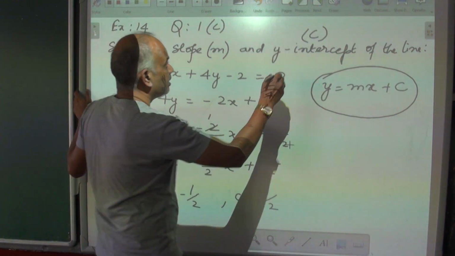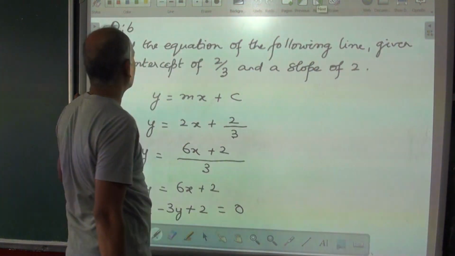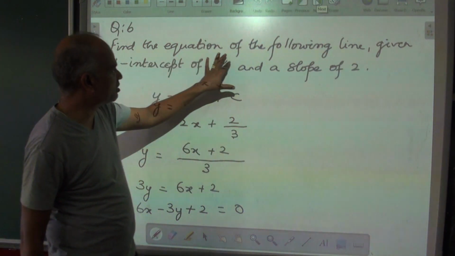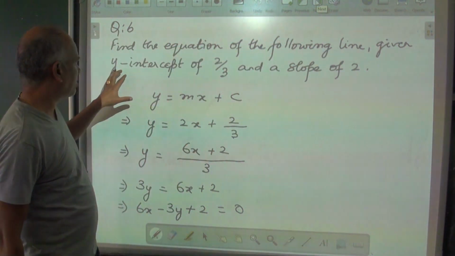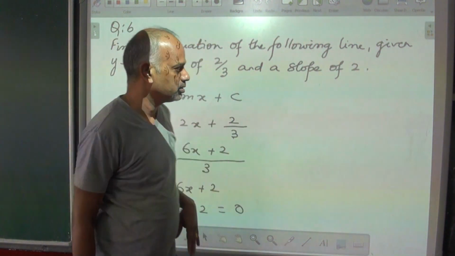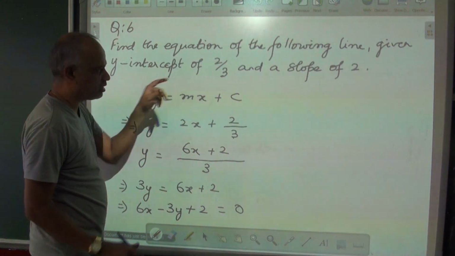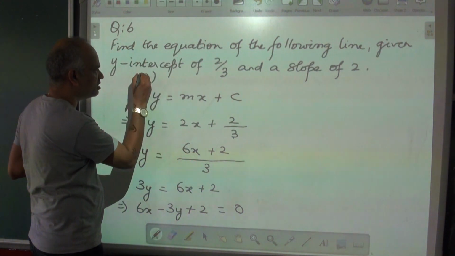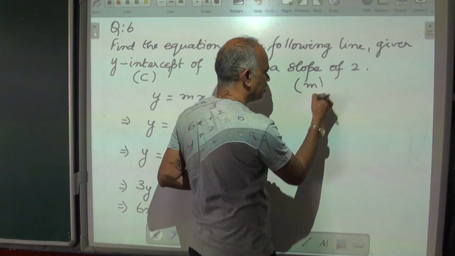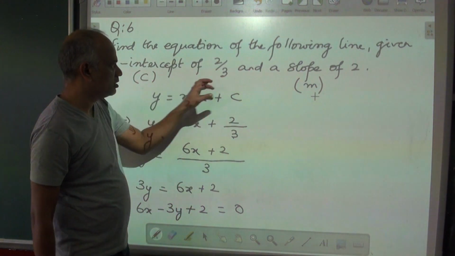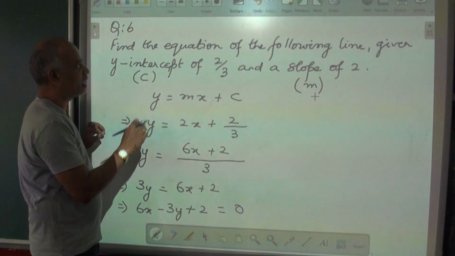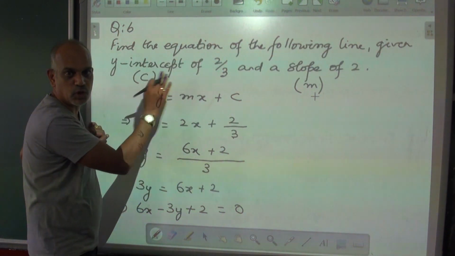Okay. Next. Question number 6. Find the equation of the following line. Given y-intercept of 2 by 3 and a slope of 2. Y-intercept is 2 by 3, which means c's value is 2 by 3. And slope is 2. Slope means m's value is 2. You know c, you know m. So if you know c and m, then if you have to find the equation, use the slope-intercept form.